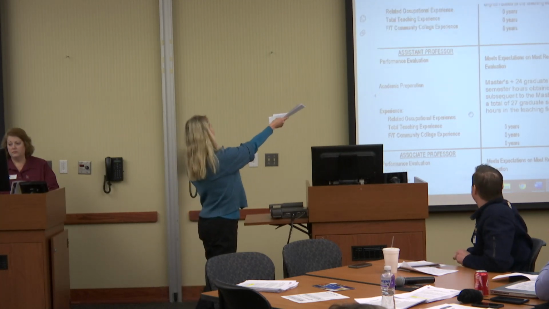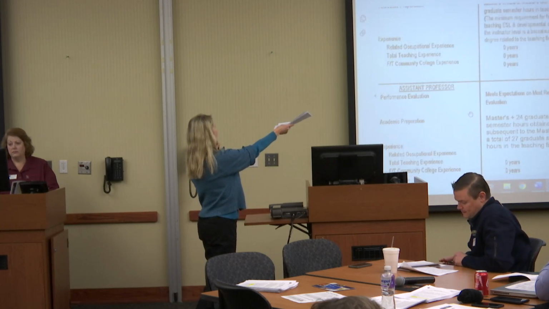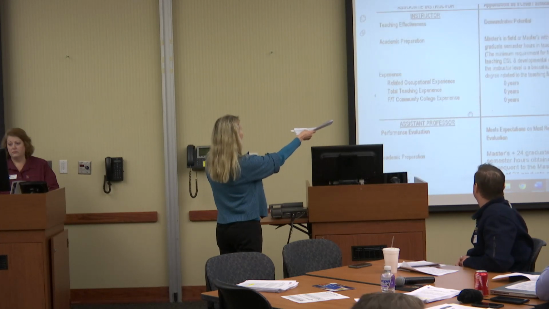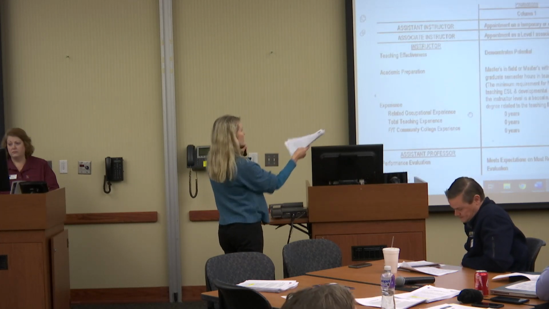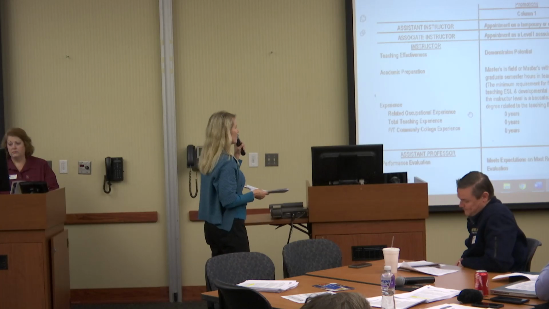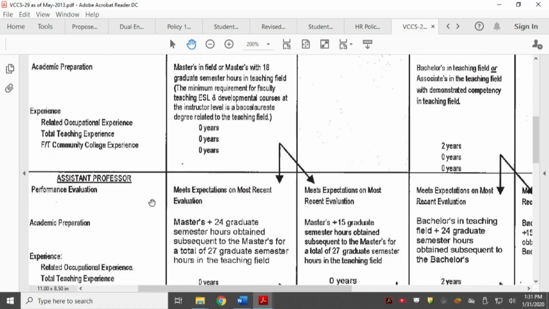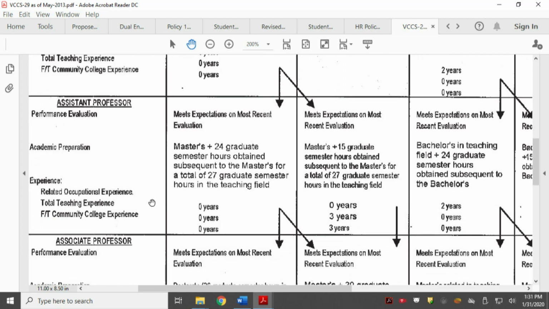All right, so we go back up to the instructor. All right, wait a minute. Let's go all the way up to the top where we have instructor. Okay, you come in as an instructor. Okay, but that was a master's. So this would say master's plus 24 graduate semester hours obtained, and then you have to have 27 graduate semester hours in the teaching field.